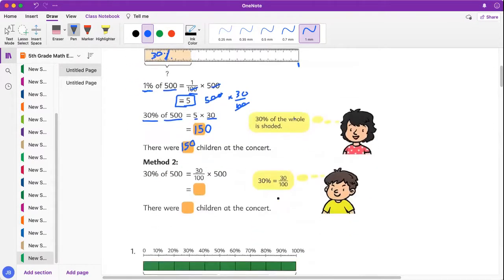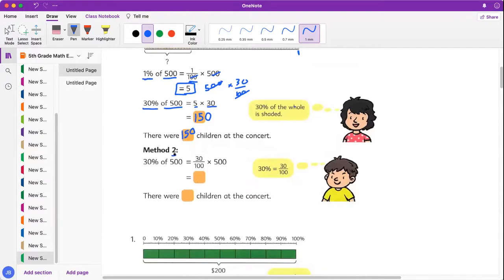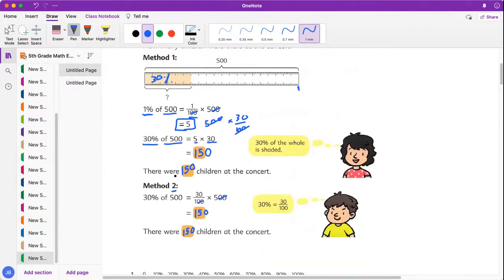No? Okay. So then we have method 2. That was the first way to do it. For method 2, they did 30 out of 100 times 500. We already did this, right? 30 times 5 is 150. And so there's 150. Okay. So our first method is we take our 1% and then multiply that, or we find our 5 and then multiply it by our percent times 100. Okay.